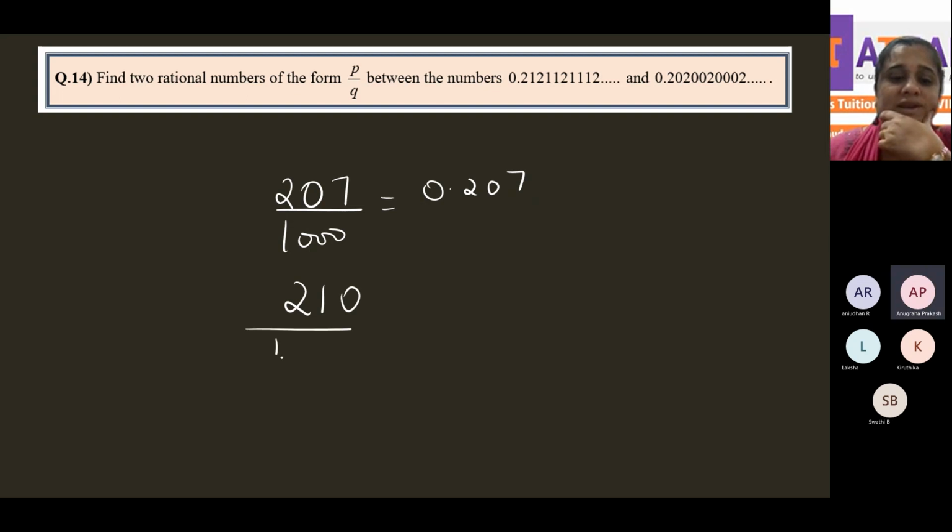210 by 1000, correct. You should simplify this. You should not leave it like this. You should simplify this. Okay. Yeah, somebody else wanted to say?